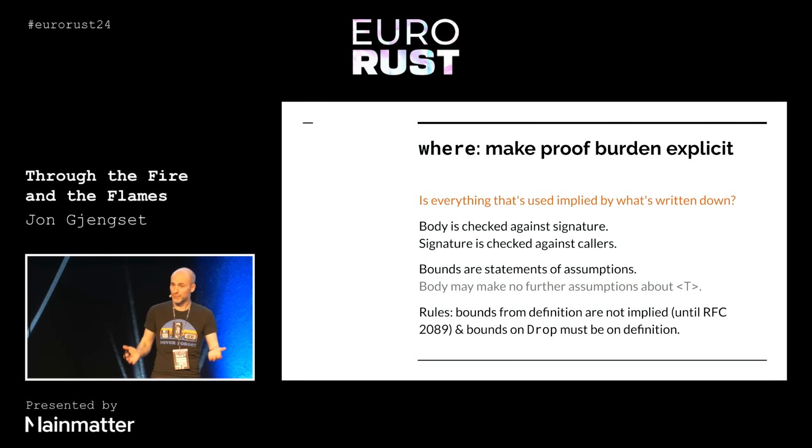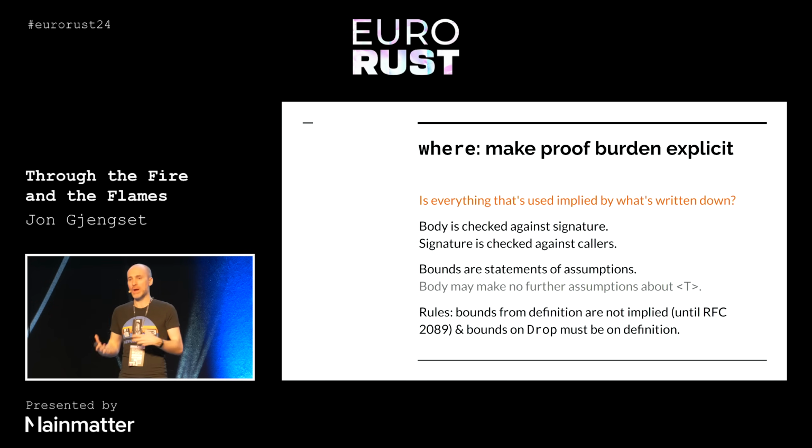There are languages that work differently. There are languages where these constraints are inferred based on how the function is used. Rust is not like that. Rust requires that they are explicit. The body of the function is not allowed to make any assumptions about generic parameters except what is written down and what is implied by what's written down. You don't get to write code just because it should have worked given the other code I've written.